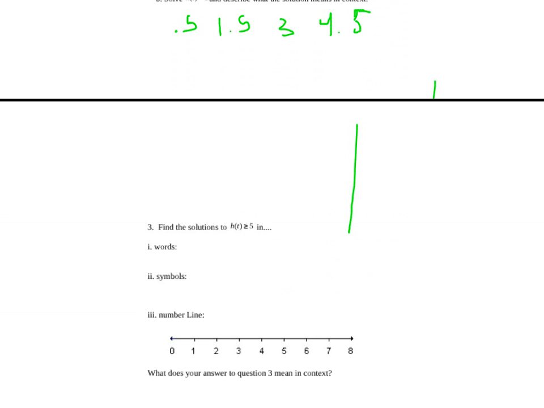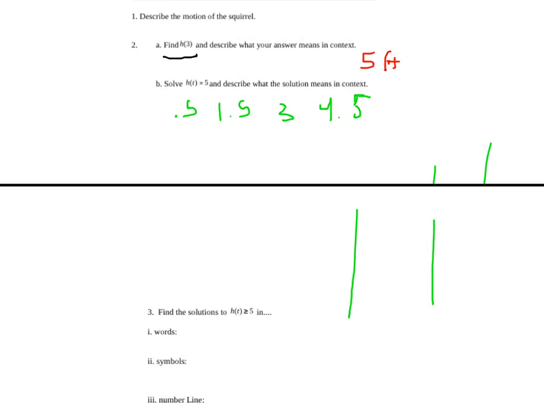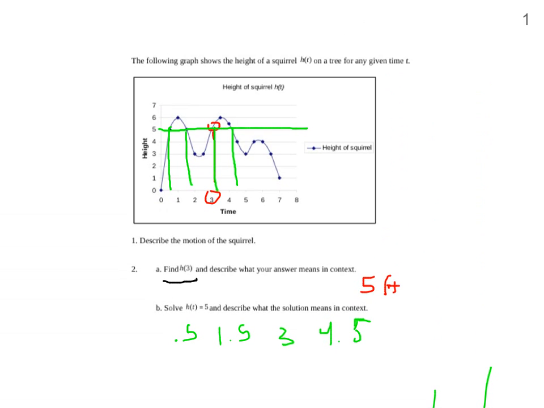So on our graph, we see that everything above the line, all the values up here, are above 5 feet. So we're looking at time intervals that are between our two, where they were equal to 5. Between this value of 0.5 and 1.5, the squirrel is above the 5 foot mark. Between 3 and 4.5, we're above the 5 foot mark.